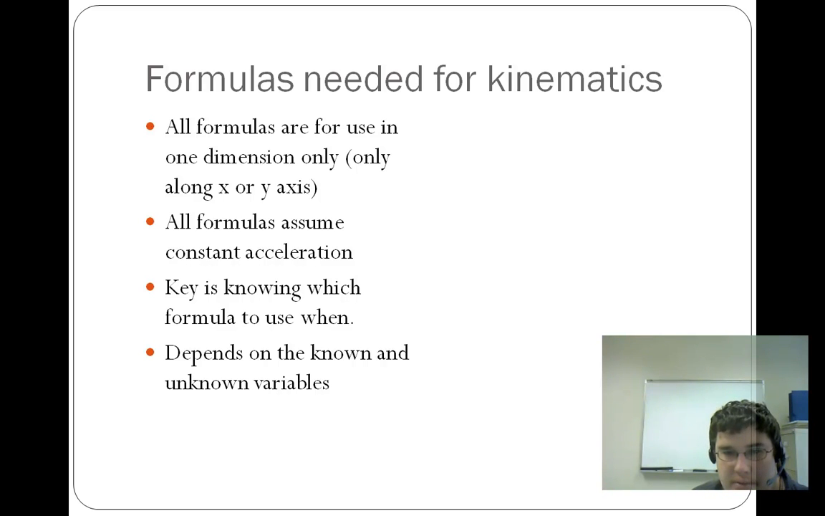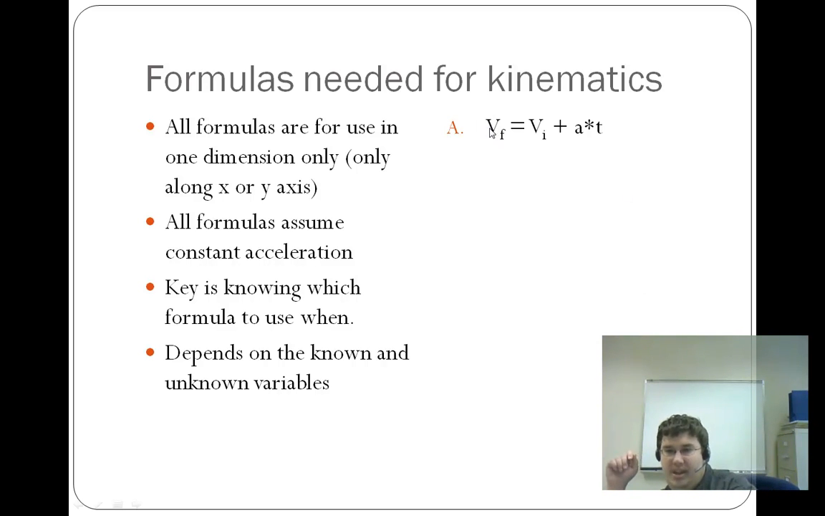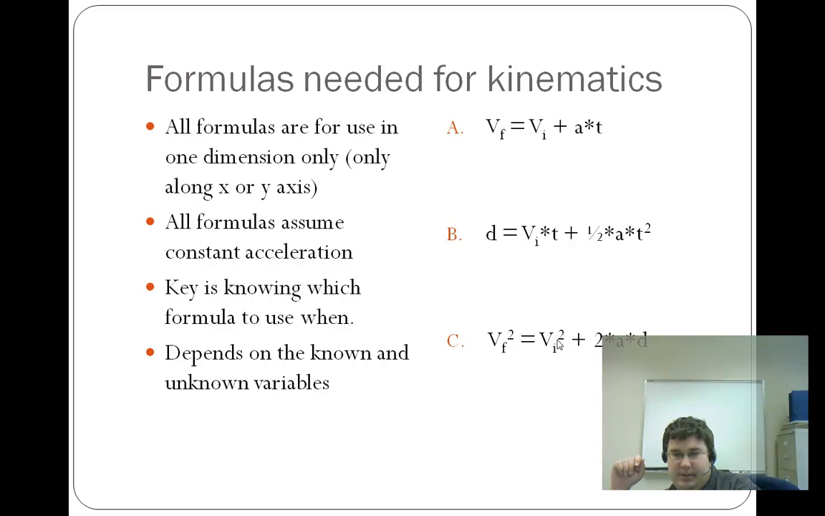So here they are. Formula A, Vf equals Vi plus at. And this f means final velocity. This i means initial velocity. B, d equals Vi t plus 1/2 a t squared. And C, Vf squared equals Vi squared plus 2ad. Now, I'm going to be referring to these off and on throughout the presentation. So I would recommend starring this slide. We're going to keep referring back to these because we need to use all 3 of them.